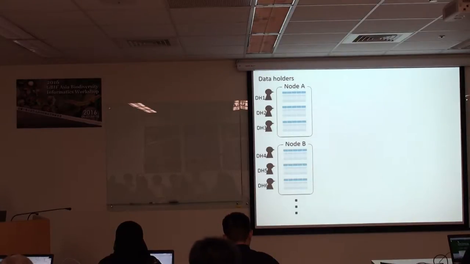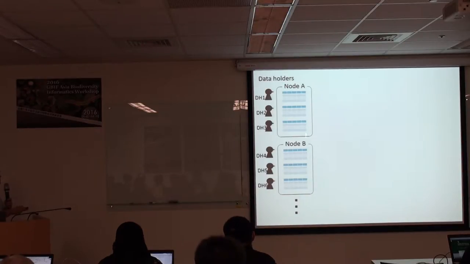Suppose that you are one of the data providers or data holders. You house the data, you have the database, and you learn how to publish the data to GBIF. Each of these data holders, DH, starts to provide the data and open the data through the node.